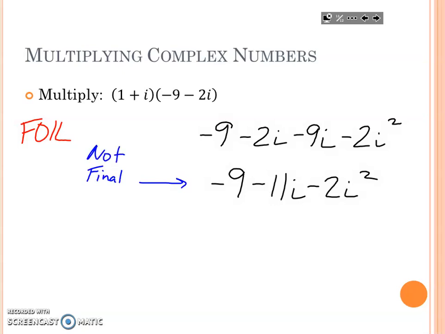No, that is not my final answer because it's not in standard form. Okay? And I wanted to show you guys this before we went back to that last slide, because that's not in standard form. And all of our answers have to be in standard form. And what that tells me is I can rewrite this i squared. So we need to go explore and see what i squared actually equals.